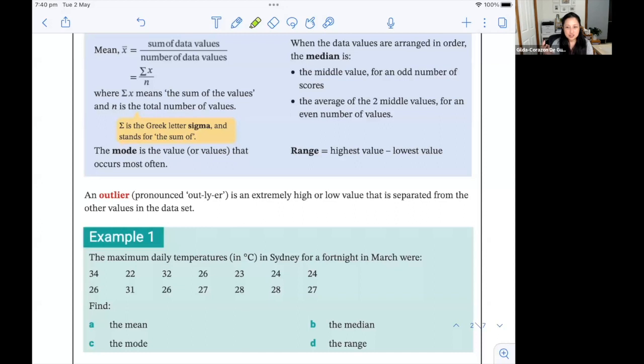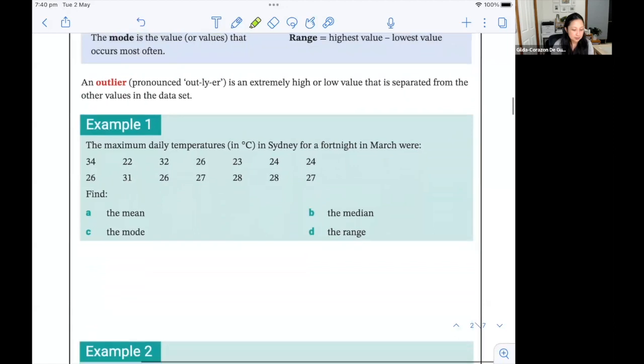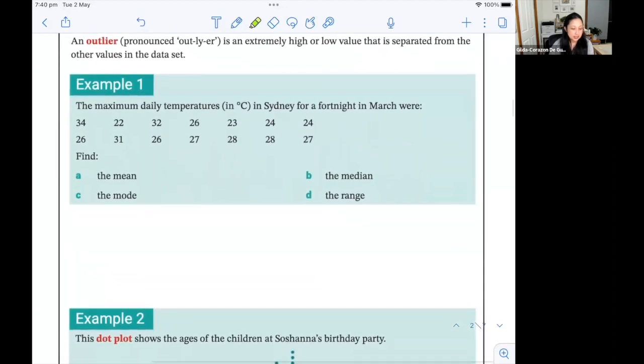What distracts you from really focusing on what the center is? The outlier is the one that's really, really high or really, really low. These were the examples that we used yesterday. We said, what's the maximum daily temperatures in Celsius in Sydney for a fortnight in March were these numbers? We want to first calculate the mean, the median, the mode, and then the range.